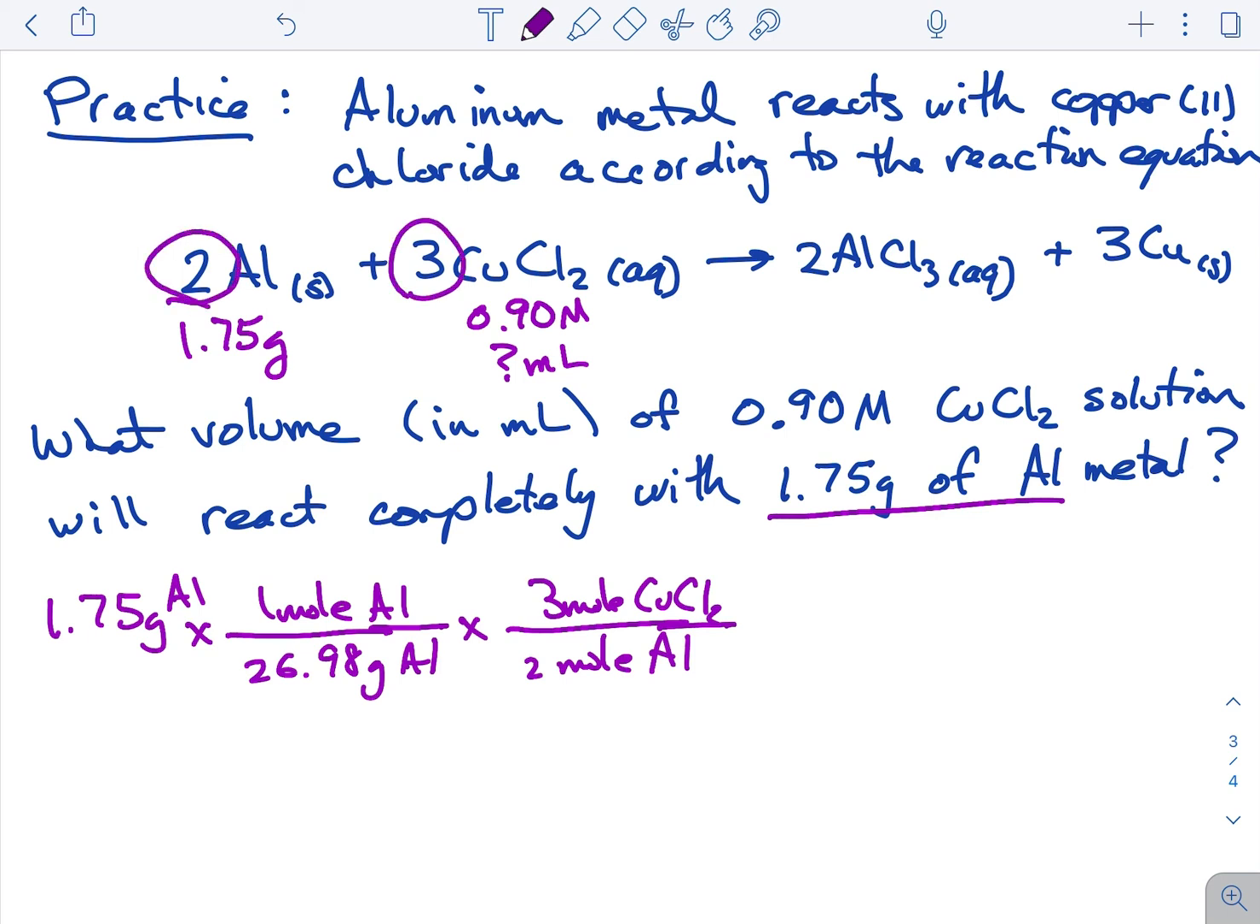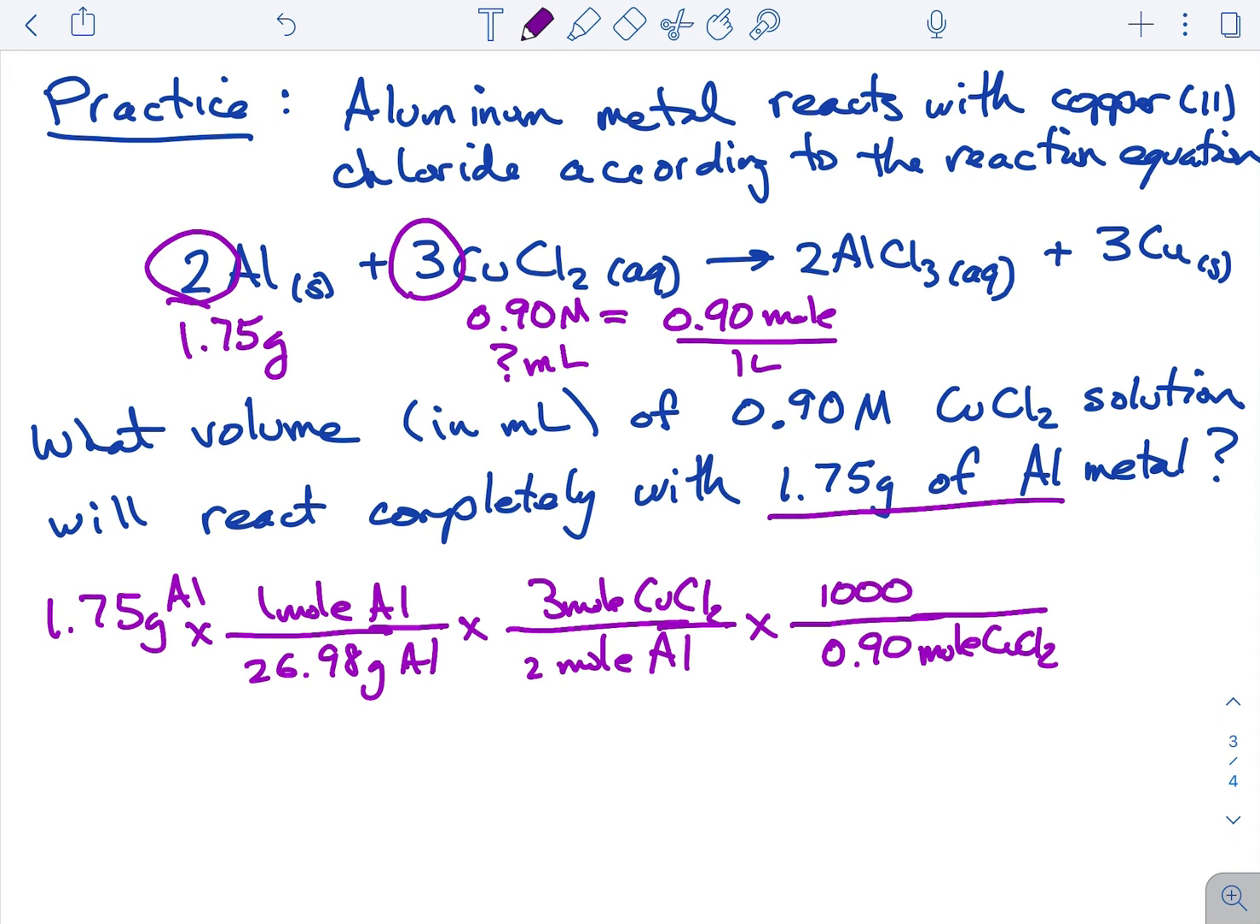You should also just get the habit of double checking to make sure that the reaction equation that's provided to you is balanced. All right, now here, this is where we're going to need the molarity because we know that 0.9 molar means 0.9 moles of copper chloride per 1 liter of copper chloride solution. So we're going to flip that over, 0.9 moles copper chloride. And I'm going to show you a shortcut here. You can put 1,000 milliliters in the numerator here because 1,000 mils is 1 liter. So we can jump through that and save ourselves an extra step.